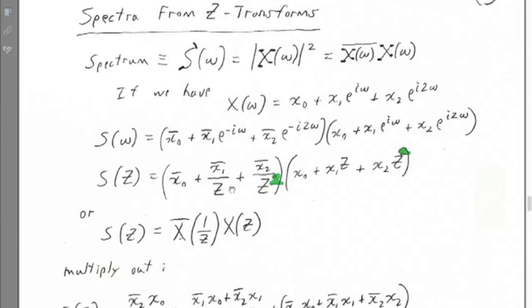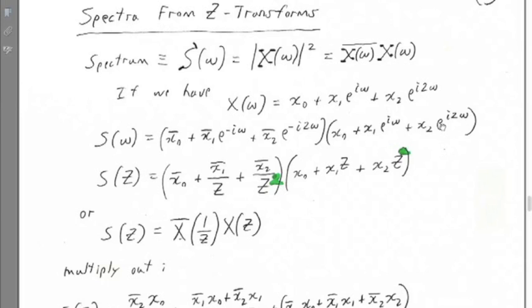And we have e to the minus i omega. Well, what does that mean? That's actually one over z. E to the minus two i omega is one over z squared, right? So here we have x0 conjugate plus x1 conjugate over z plus x2 conjugate over z squared. And then we have 0 plus x1 z plus x2 times z, and that's supposed to be a squared there. Sorry about that.